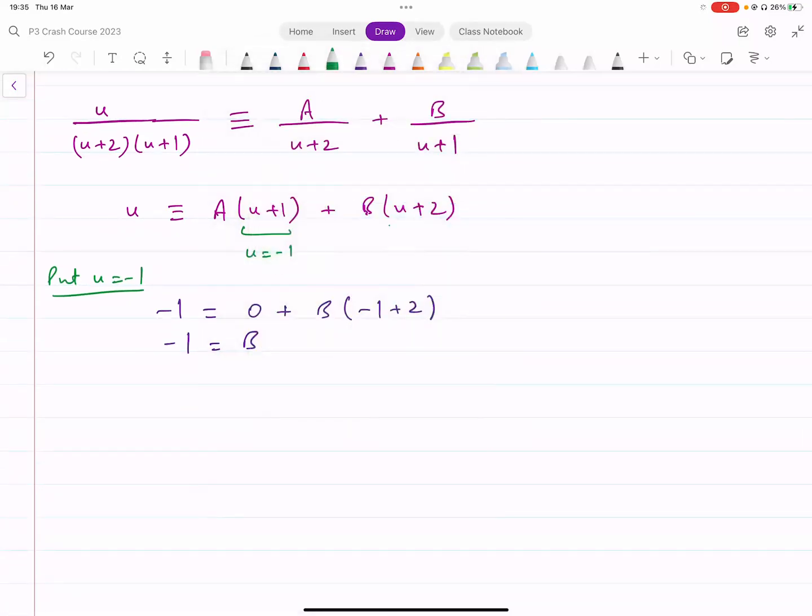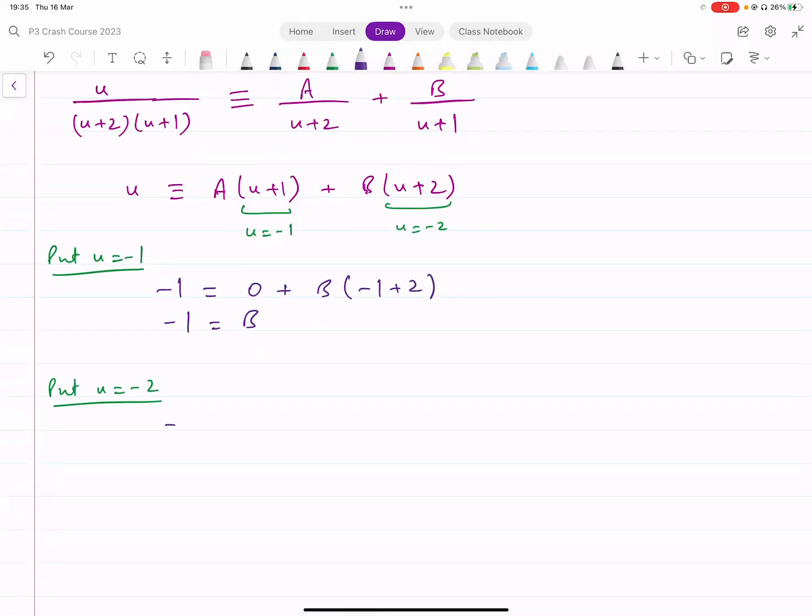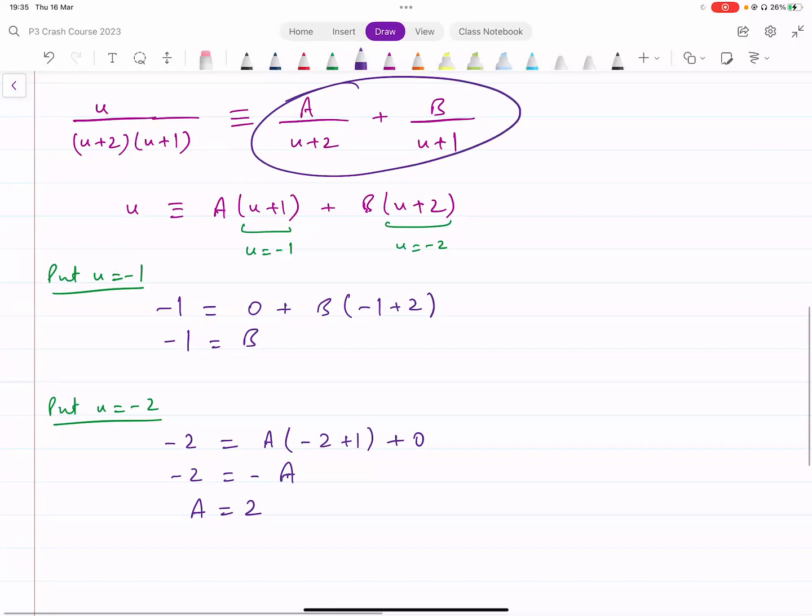How can you make the other bracket 0? This becomes u equals -2. So you have to input u equal to -2 for that. If you input u equal to -2, that gives you -2 on the left side. On the right, you have a into -2 plus 1 plus 0. And that gives you minus a equal to -2. The value of a turns out to be 2. You have the partial fractions now.